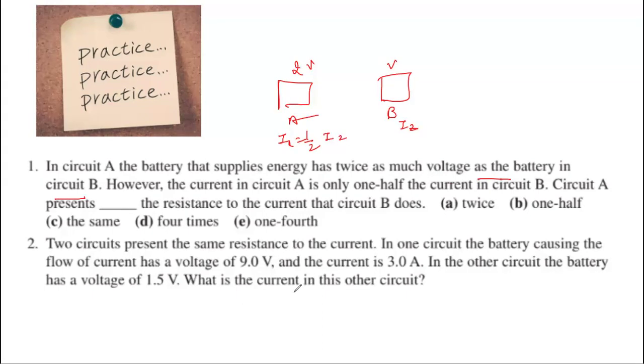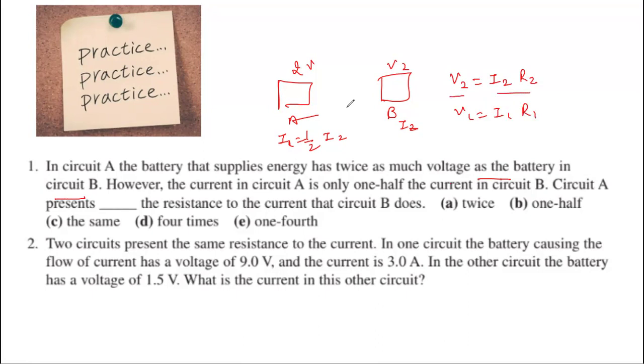Okay, then circuit A presents how much resistance? Circuit A presents dash the resistance to the current that circuit B does. So you have to basically calculate the resistance. So V is equal to IR. In this case, V2 is equal to I2 R2. In this case, V1 is equal to I1 R1.